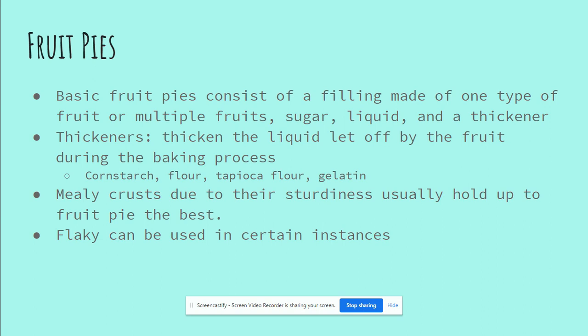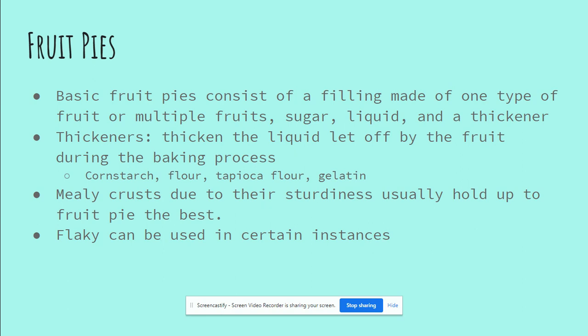So fruit pies, basically the filling is going to consist of a fruit or multiple types of fruit. So it could be like an apple pie, or it could be a mixed berry pie where you have blueberries and strawberries and stuff like that. There's going to be sugar mixed in with it. There will be liquid, probably it's going to be water. Sometimes it's a juice and some type of thickener. And I'm going to talk to you guys about these in the apple pie demo video that you'll see later on.